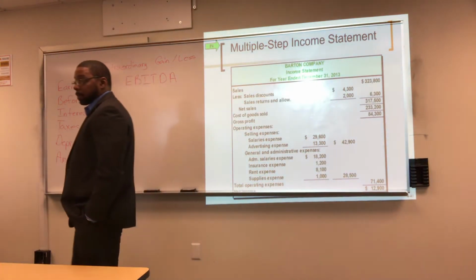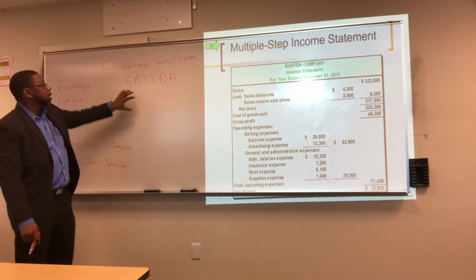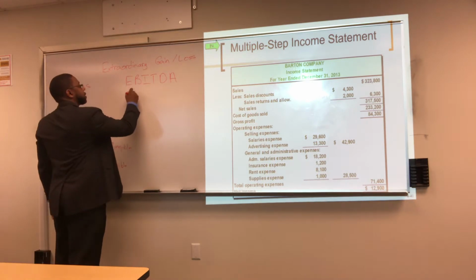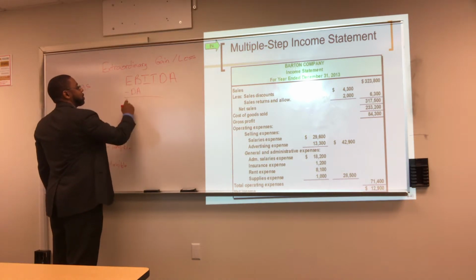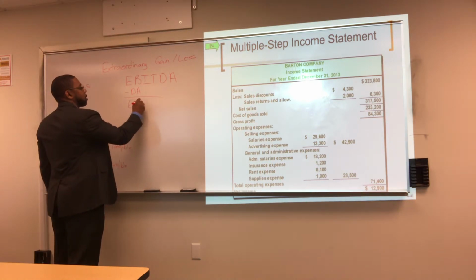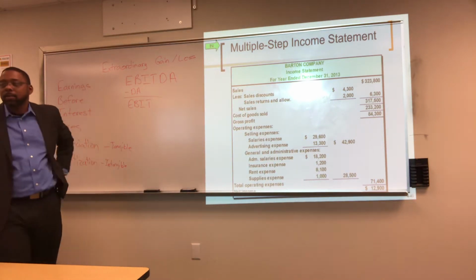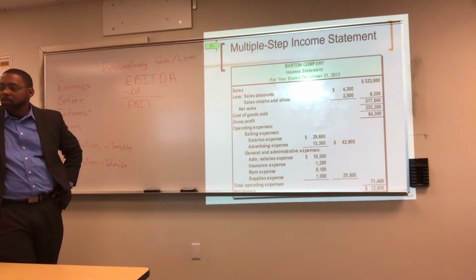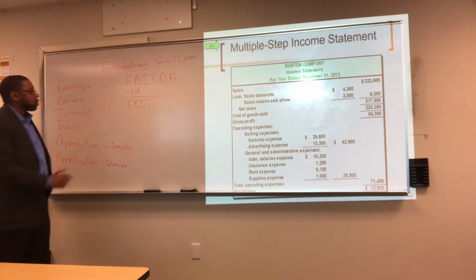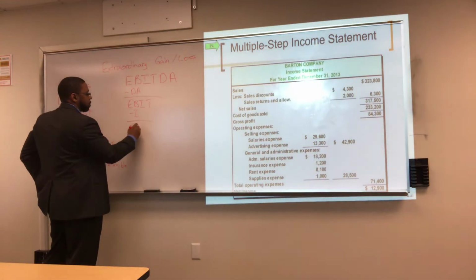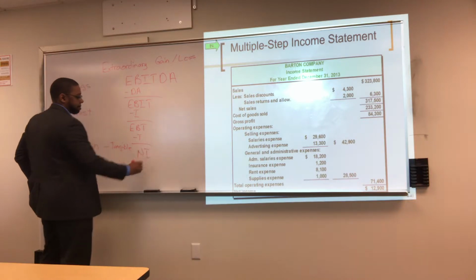Everybody with me? So once you get to EBITDA, you subtract depreciation and amortization to get EBIT, or EBIT, as one of my colleagues loves to call it. Earnings before interest and taxes. Subtract the interest, you get earnings before taxes. Subtract the taxes, and you get net income.